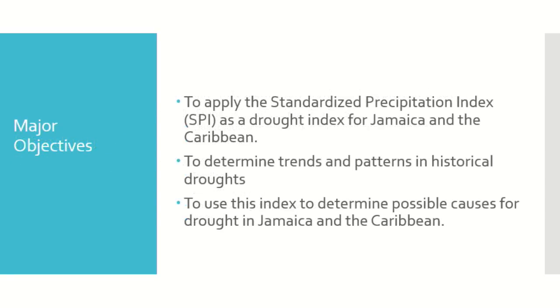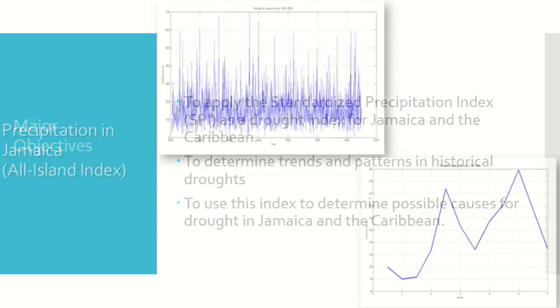So the major objectives are to apply the SPI as a drought index for Jamaica and the Caribbean. We're going to determine trends and patterns in our historical droughts, and we're going to use this index to determine possible causes for droughts in Jamaica and the Caribbean. Possible. There's nothing concrete, just possible.